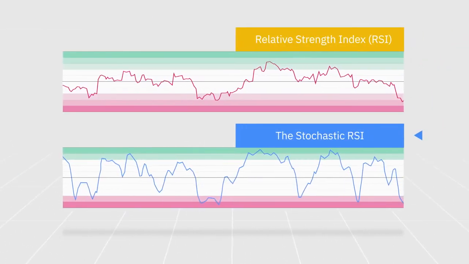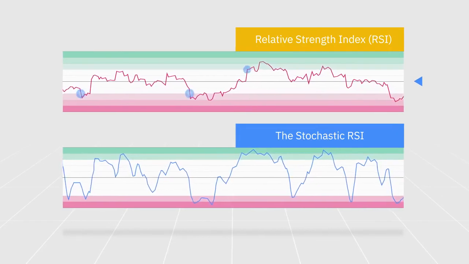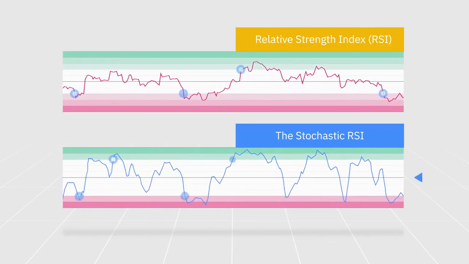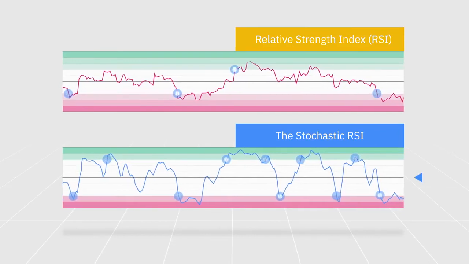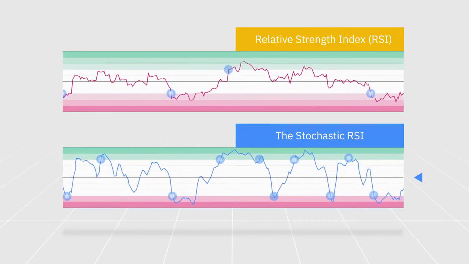Although the RSI and the stochastic RSI have a lot in common, the standard RSI moves relatively slower, producing a smaller number of trading signals. This means that the stochastic RSI is a faster and more sensitive version of the RSI. While this gives traders more opportunities to identify potential reversals in the market, it's also riskier because it produces more false or misleading signals.